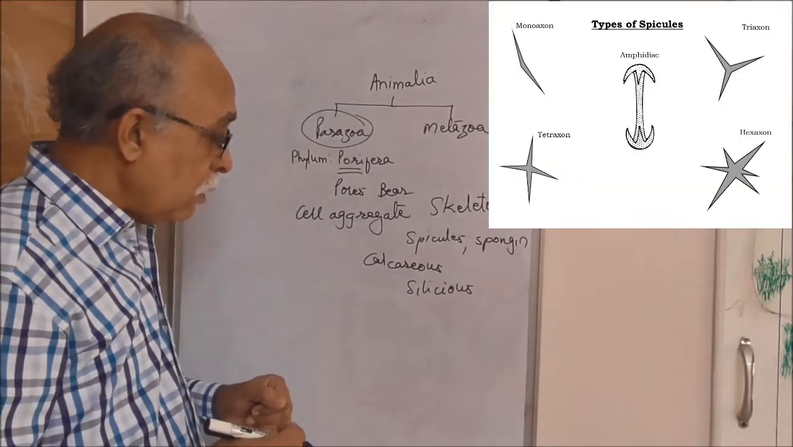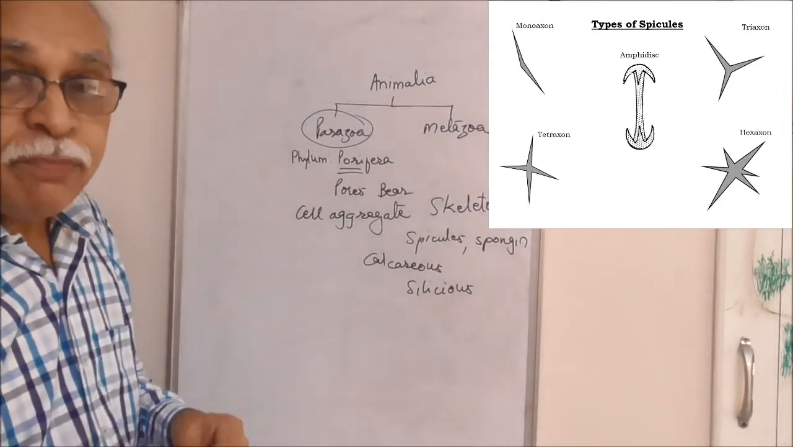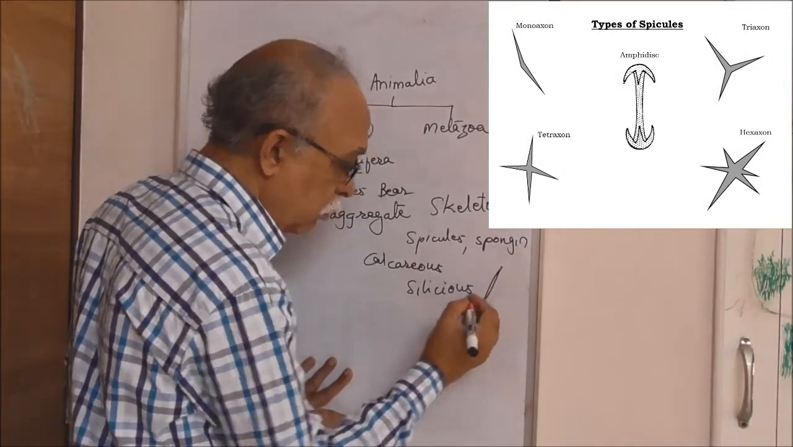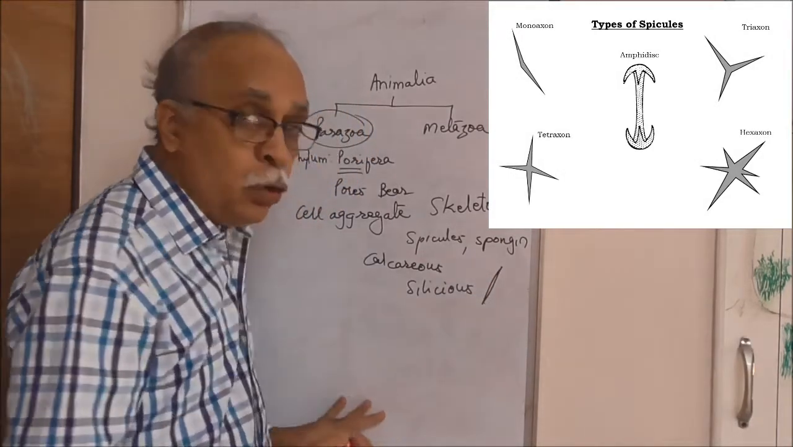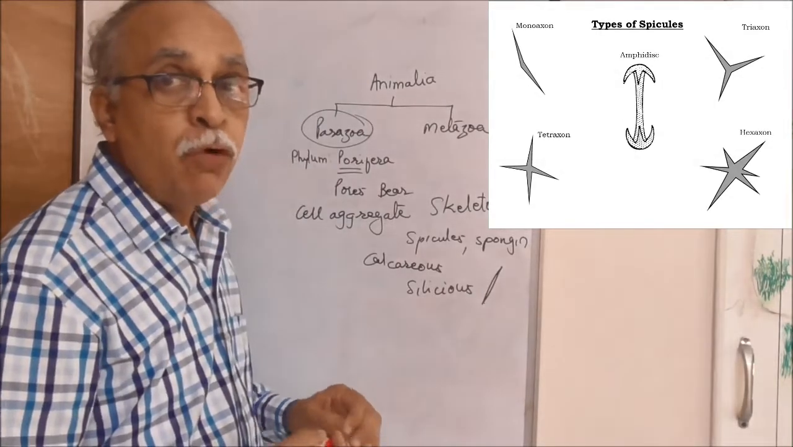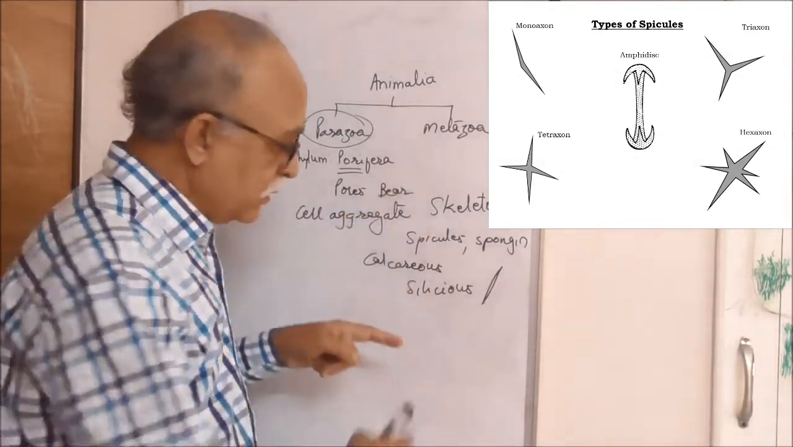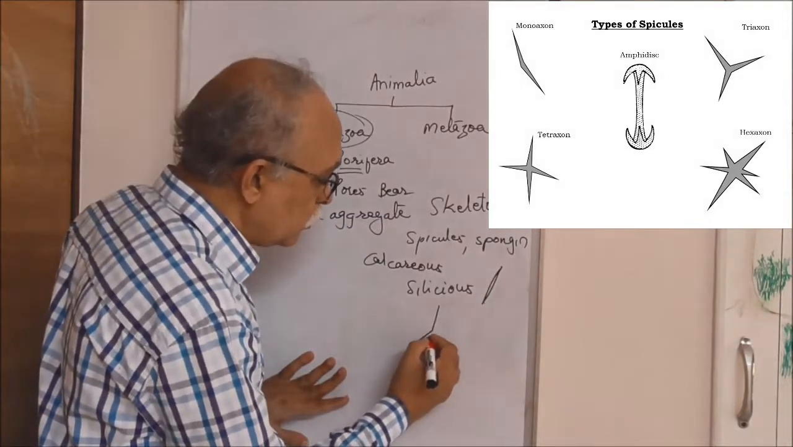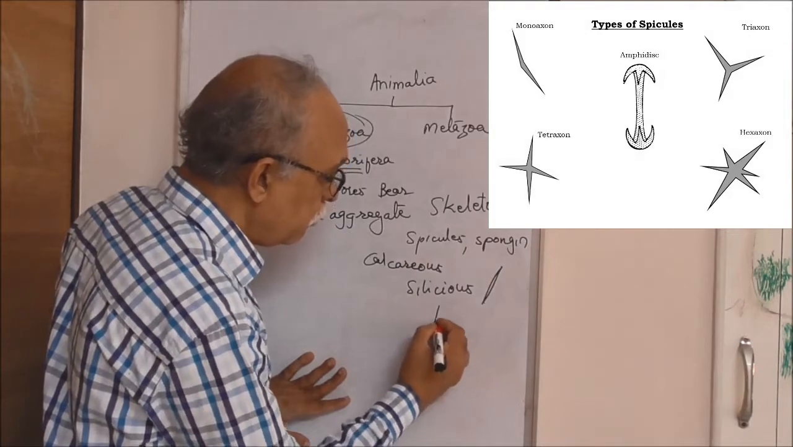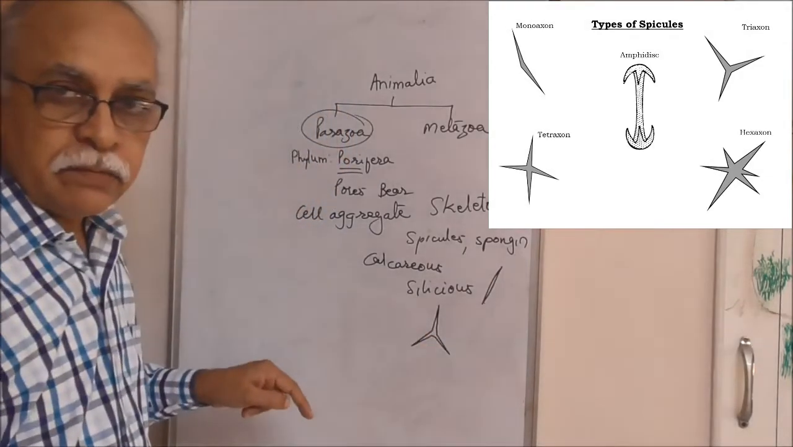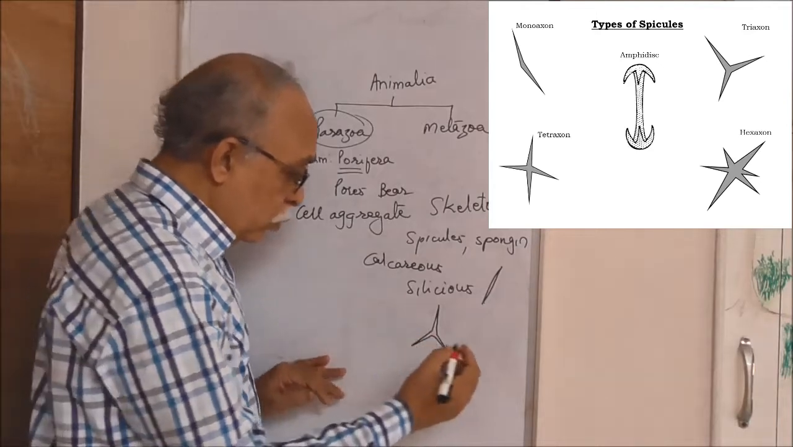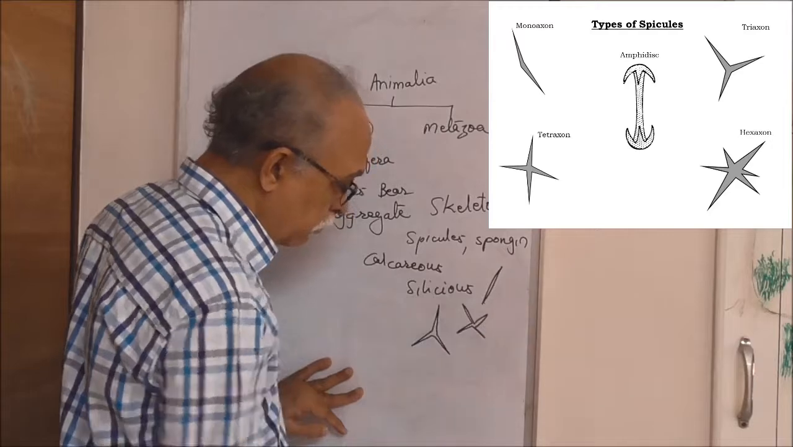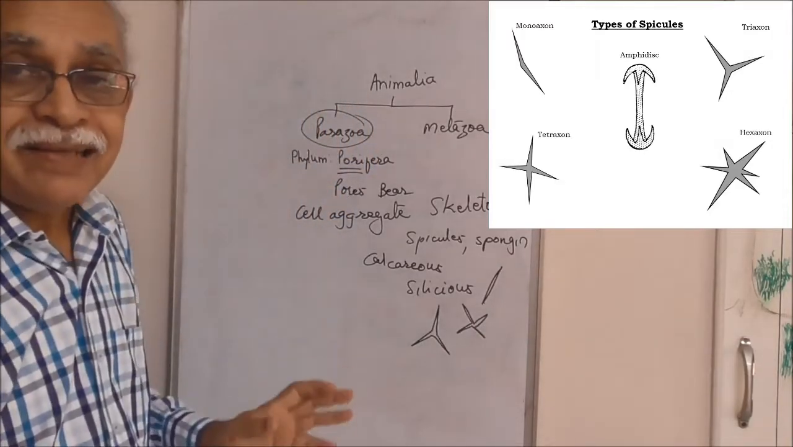Further, they could be identified on the basis of their structures. That is, if it's a single spine-like thing, it's called as a monoaxon spicule or monaxon spicule. One single axis passes through it. It could be a triaxon spicule, 3 axis. It could be a tetraxon spicule, pentaxon, hexaxon, and so on.